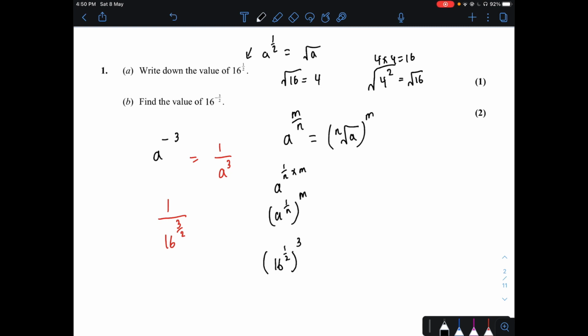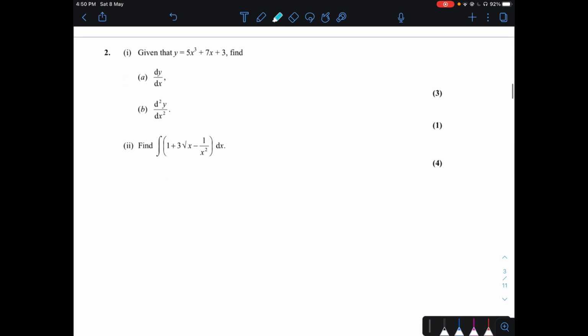Now 16 to the power half, we know from the previous question, is 4. 4 cubed will be 4 times 4 times 4. 4 times 4 is 16, and 16 times 4 is 64. So the answer to part B is 64. The answers so far are 4 and 64. All right, go to question number 2.